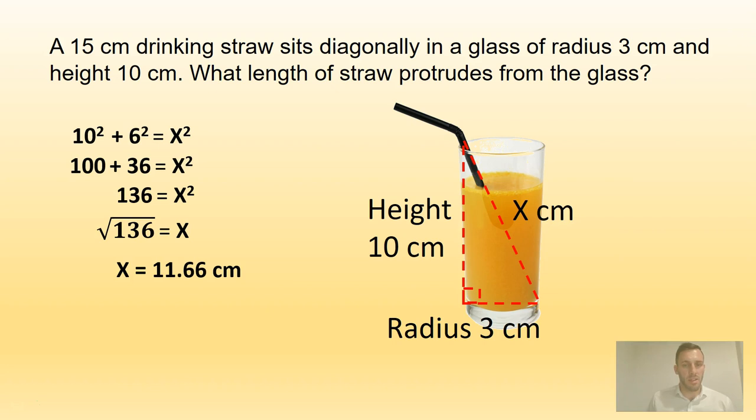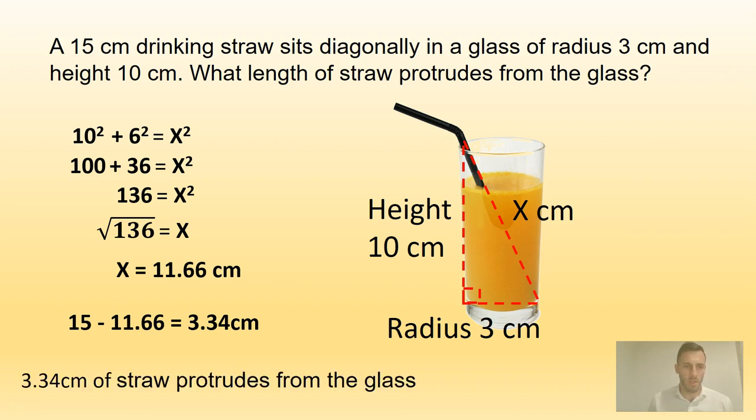Now, don't forget that's the length of the straw inside the glass. The question's asked what length of straw protrudes from the glass. So we're not finished yet. We need to do 15 take away 11.66. That equals 3.34 centimeters. Because it's a problem, we write our solution in sentence form. We get: 3.34 centimeters of straw protrudes from the glass.